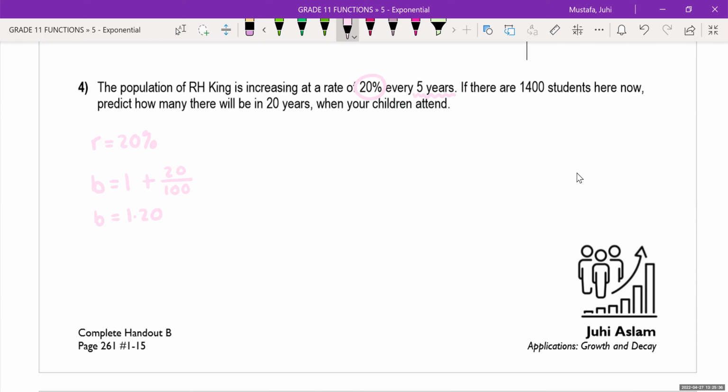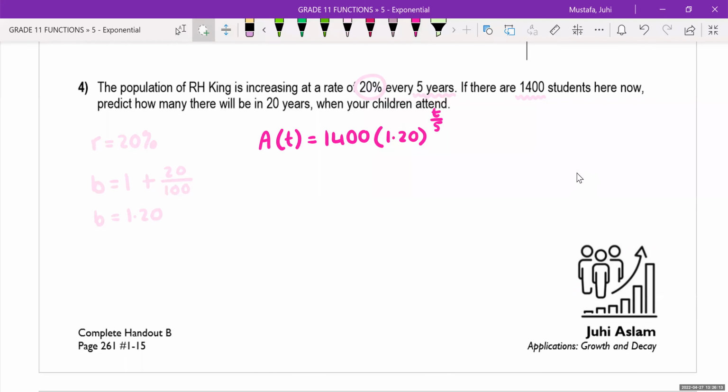It's every 5 years. So let's begin this question by making a general formula, just like we did before. A of t is equal to, do we know the initial amount of kids? Yep, 1,400. Do we know our b value? It's 1.20. We're making a general formula, so I'm just going to keep it as t for now. And then what is the period that they've given us? Yep, it's going to be 5. So this is going to be t over 5.